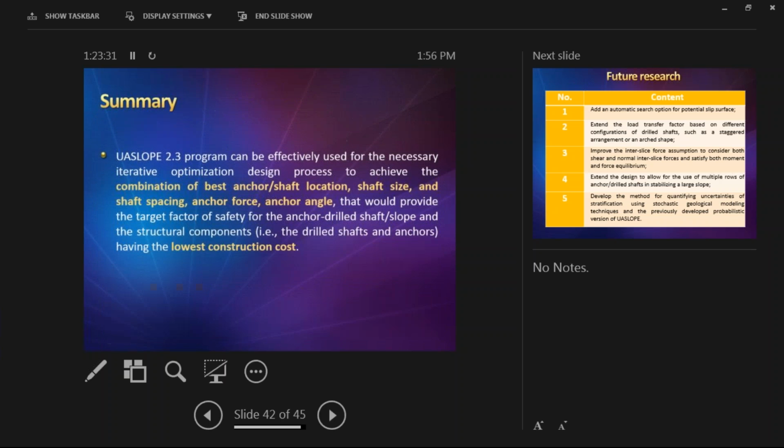Now the last slide, okay, here is just saying that this can be used for optimization of the design. So optimization means we want to find a combination of location, the size of the drilled shaft, and the spacing, whether we need to use anchor or not, and if we use anchor, what kind of spacing and orientation or alignment of the anchor with respect to the horizontal direction, that's called the anchor angle. Those can be optimized because this is an iterative computer program.